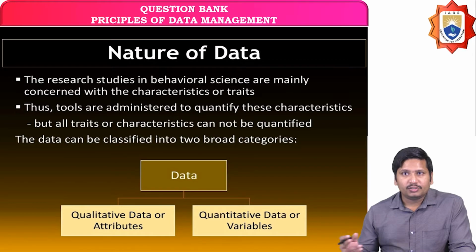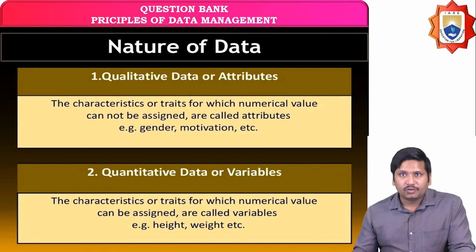And the nature of data will be of two types: qualitative data and quantitative data. Qualitative data is nothing but attributes, and quantitative data is nothing but variables. Researchers studying behavioral science are mainly concerned with characteristics and traits, and tools are administered to quantify these characteristics. This data is classified into two types, qualitative and quantitative. If we are talking about attributes, that is qualitative data. If it is a variable, that is quantitative data.